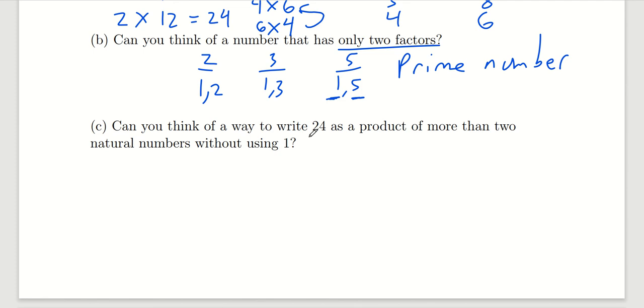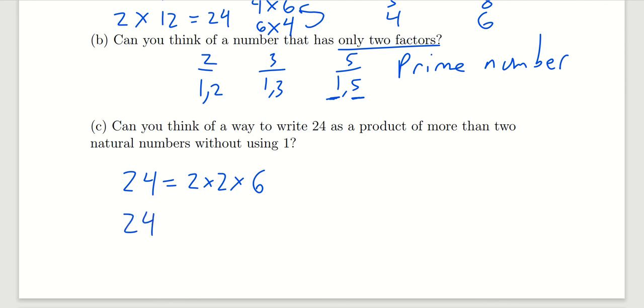Can you think of a way to write 24 as a product of more than 2 natural numbers without using the number 1? There are many different ways we can do this. For example, I know I can do a 2 times a 2 to get 4, and then from there we would need to do 4 times 6. So we could write 24 as 2 times 2 times 6, and this is writing 24 with 3 factors.